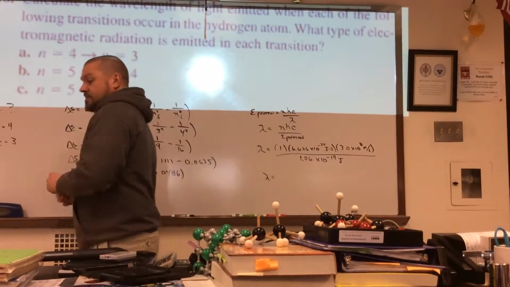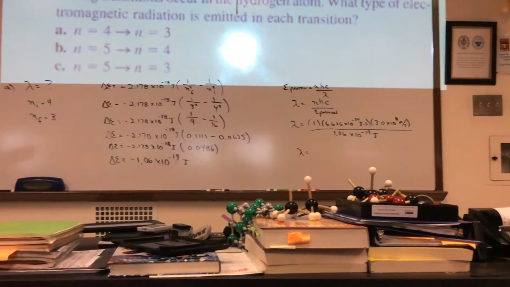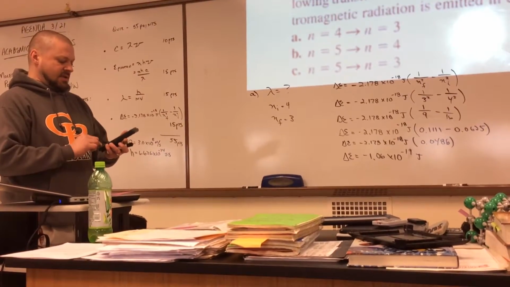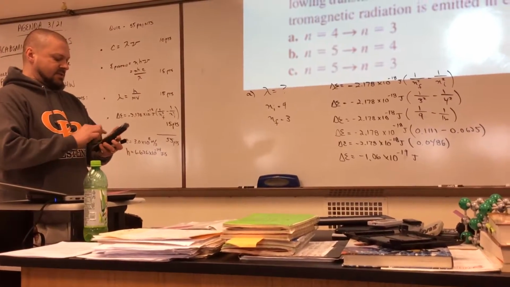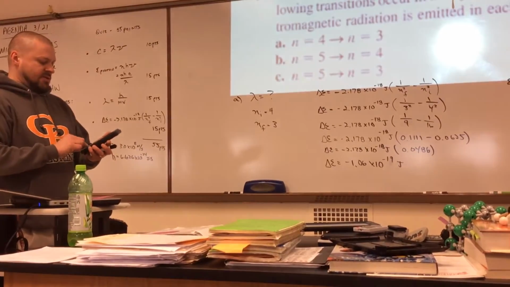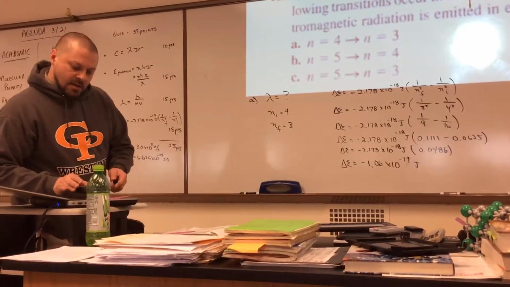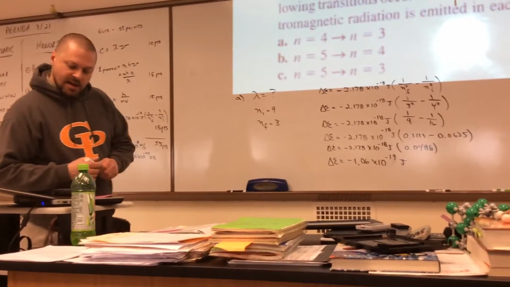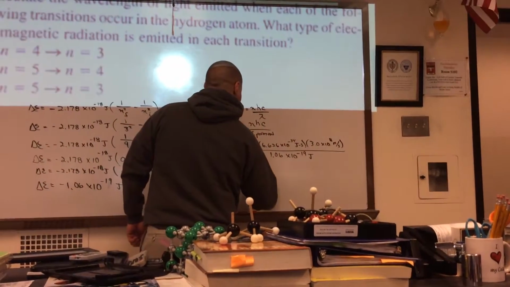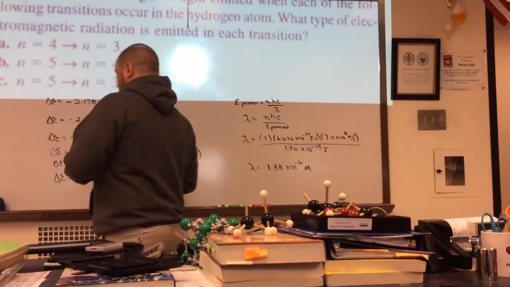And if you track units, you can get meters out of there, but if you can't track units, as long as you put in good units, it's going to come out meters. So 6.626 EE negative 34th times 3 EE 8th divided by 1.06 EE negative 19th. And I get 1.88 times 10 to the negative 6th. 1.88 times 10 to the negative 6 meters.